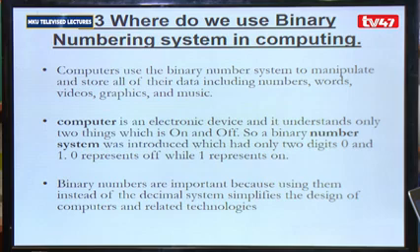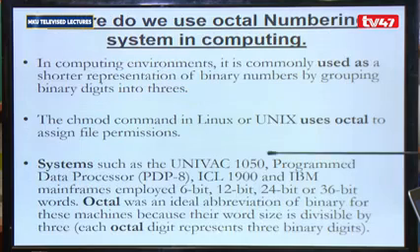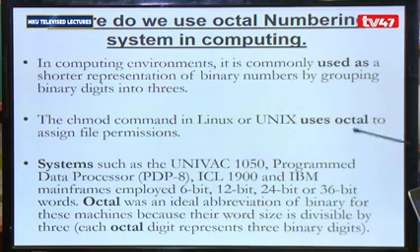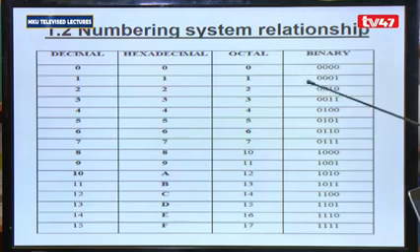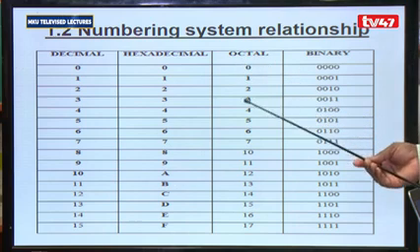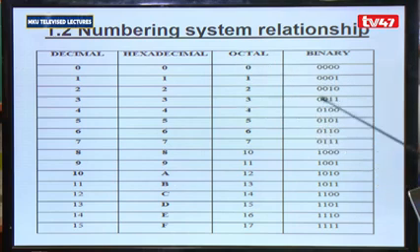So where, again, do we use the octal numbering system? Octal numbering systems are also used in computers, and they are used because they simplify the binary representation. Like we have seen in our previous diagram, when you represent the octal number using the binary system, each octal number is represented using 3 binary digits.